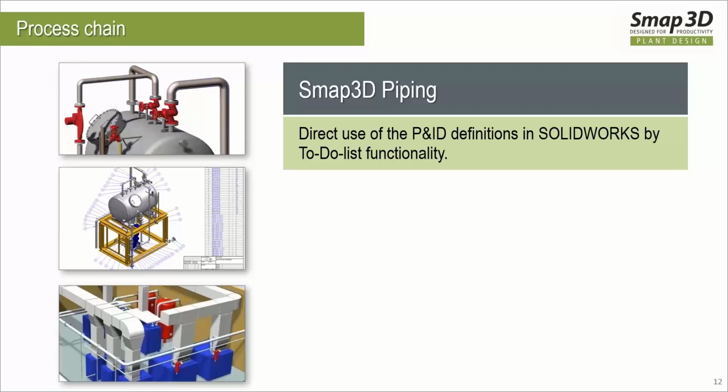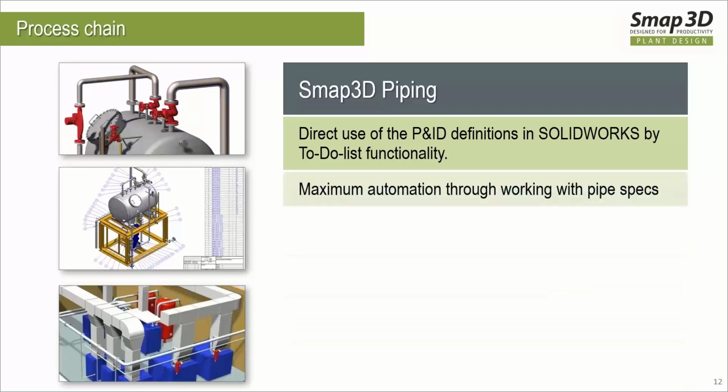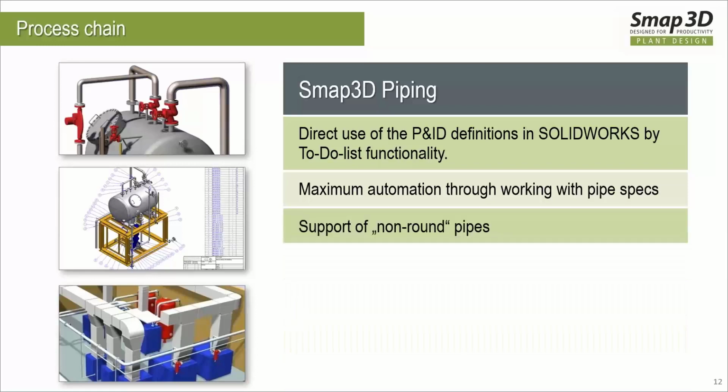And inside of SolidWorks, we have a to-do list. If you wish to also use our P&ID, you can connect them so that you don't have to manually input the data twice. You can reuse that information that we put into P&ID, get a list of everything that we're working with. Also, we're able to work with pipe specifications or pipe classes inside of Smap3D Piping. So a much more simplified approach, and the way that people typically design in a piping environment anyway, based off pipe specifications or pipe classes, some people call them.